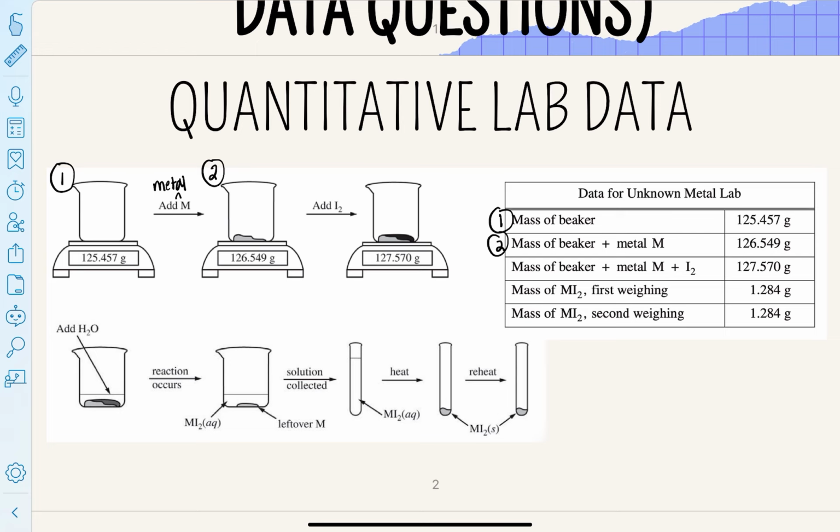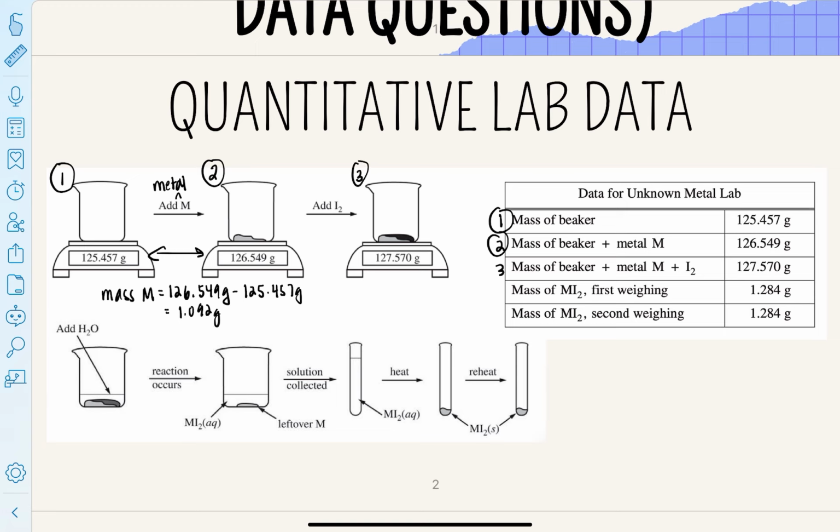Although, like I said, there's no question right now, I'm going to take the difference between these two values, because that will give me the mass of the metal, the mass of M. So the mass of M is 126.549 grams minus the empty beaker, which is 125.457 grams, and that will equal 1.092 grams.